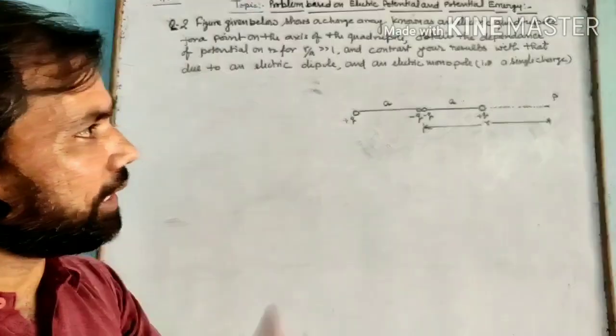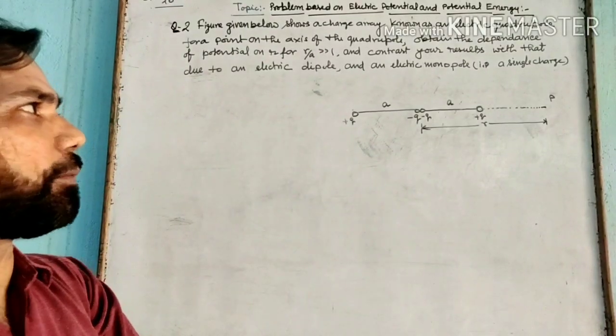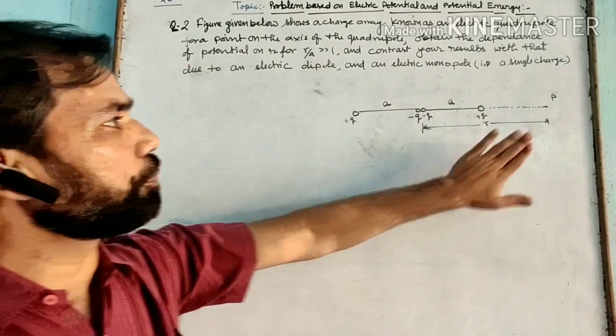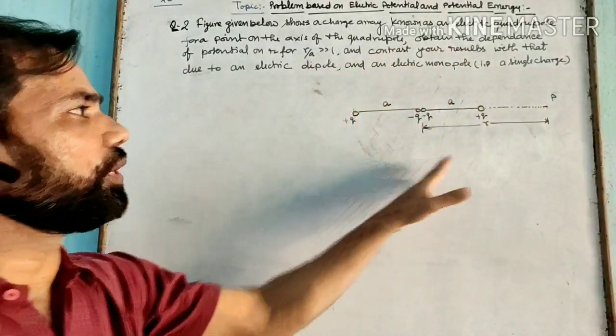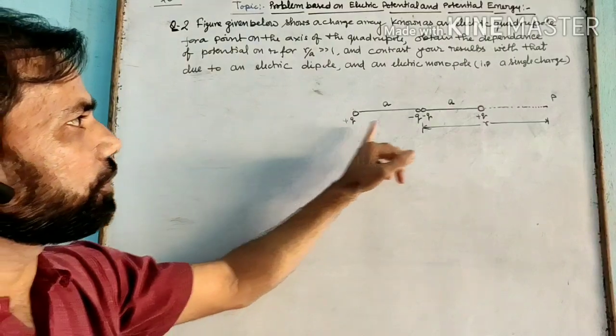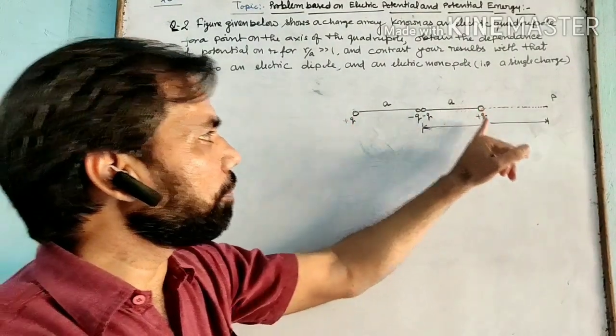Monopole actually is a single charge system and a dipole is a 2 charge system. आप लोग dipole से परिचित होंगे. Here we have given a quadrupole. It is termed as a quadrupole, यानी चतुर्ध्रुवी कह सकते हैं इसको. इसमें 4 ध्रुव इसलिए माना गया since we have given 4 charges: plus q, minus q, minus q, plus q.